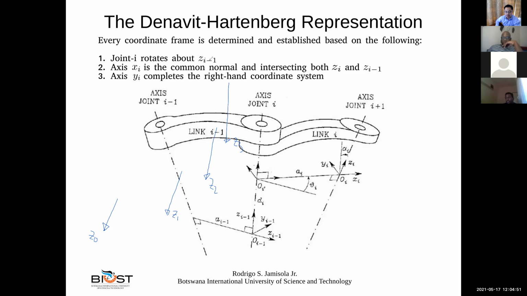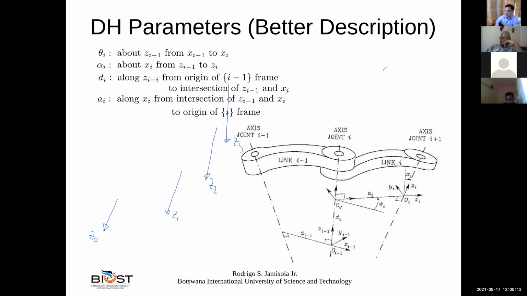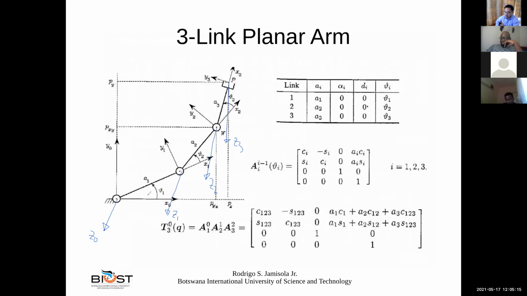Okay, and we already explained why in most cases the orientation of the frames are similar, identical or coincident with the n minus 1 frame, the frame before it. So now let's check about xi. Xi is the common normal and intersecting both zi and zi minus 1. So let's start with z0.